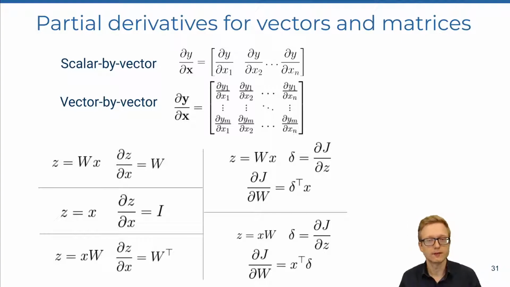Just as a reference, I've included a slide on partial derivatives for vectors and matrices. So these are kind of general rules for applying partial derivatives to vectors and matrices. You don't need to memorize these, but it can be a good reference when you're trying to work out and understand what is happening in the derivation of the backpropagation update rules.